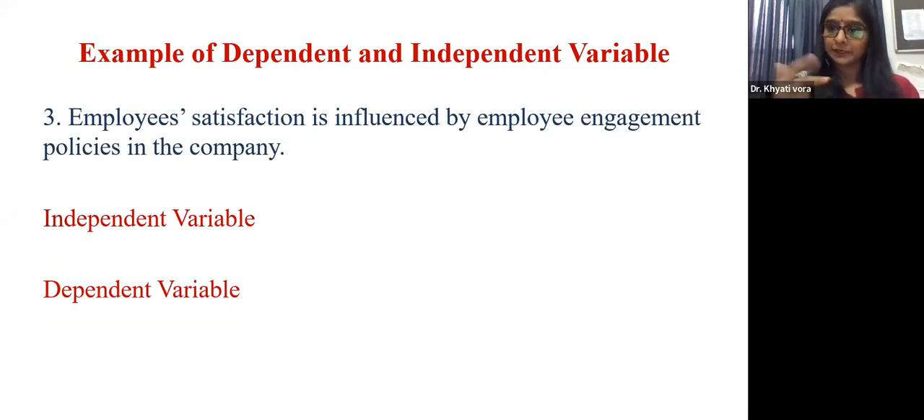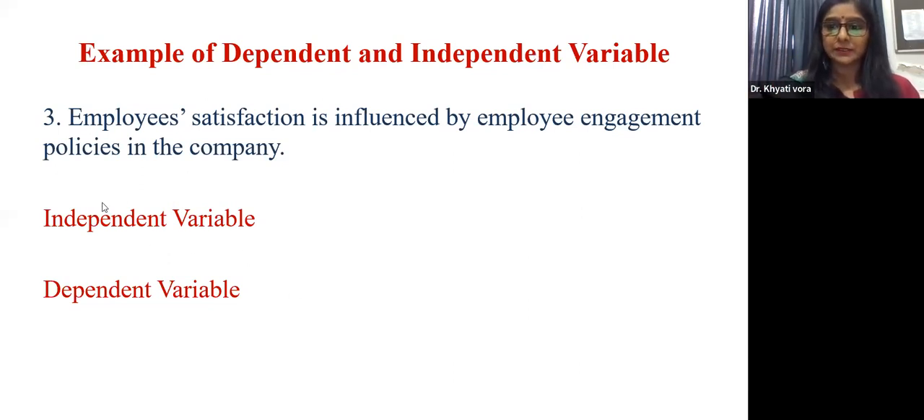Now you have to tell me otherwise. Employee satisfaction is influenced by employee engagement policies in the company. Tell me the answer. Yeah, Shobha, I will come to this when I'm teaching you mediating and moderating. I'll get to this point.